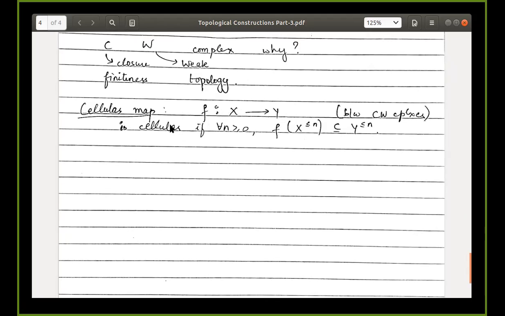A map is cellular if for every non-negative n, the nth skeleton of X is mapped into the nth skeleton of Y. What you would intuitively arrive at, just how a simplicial map is defined. Any n skeleton is mapped into the n skeleton, and this has to be true for every n. If that happens, you call this map a cellular map.